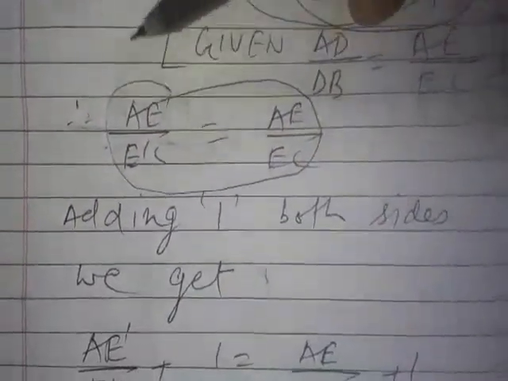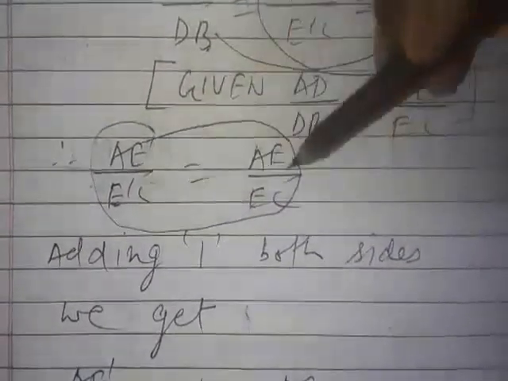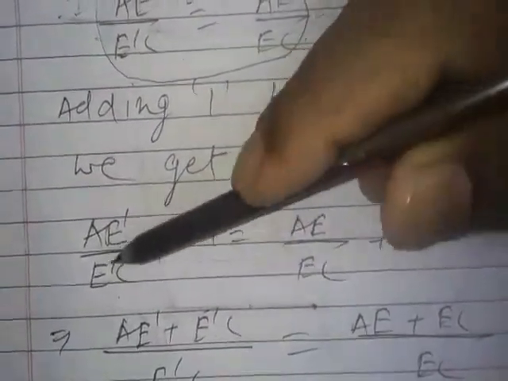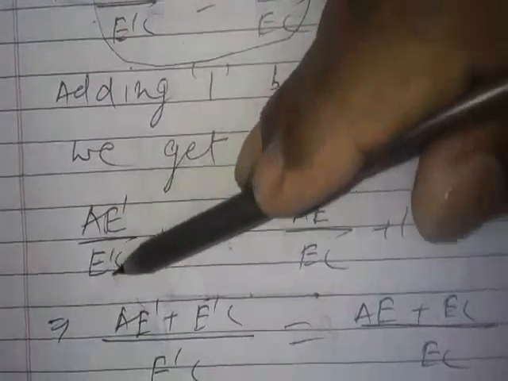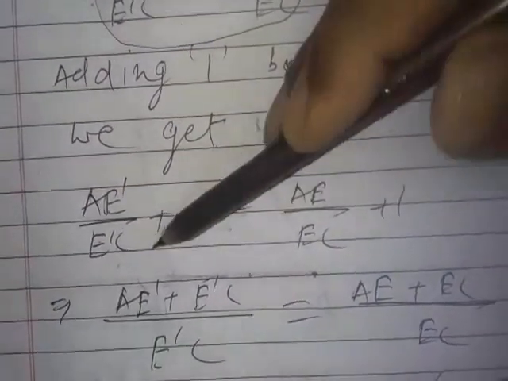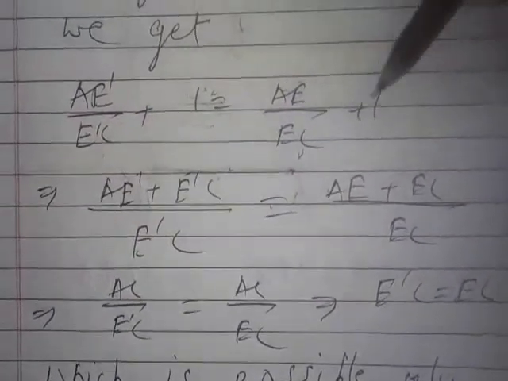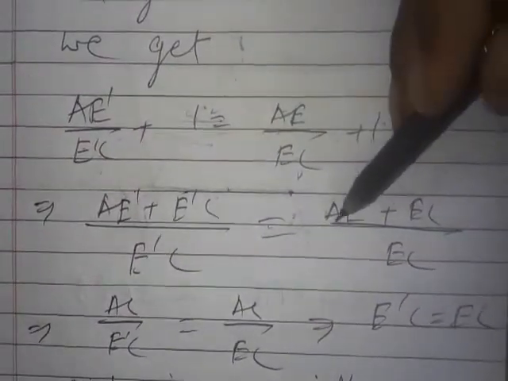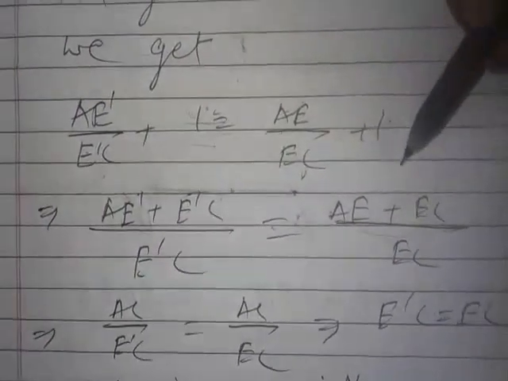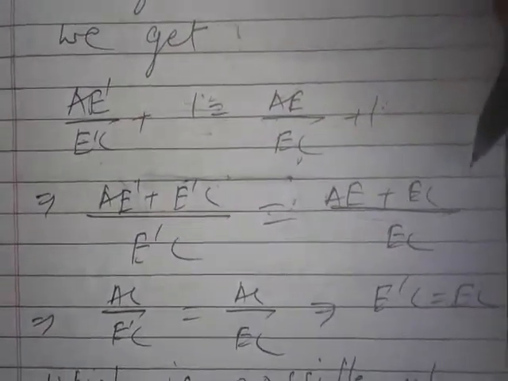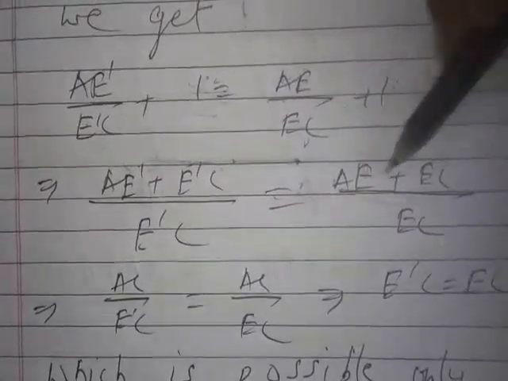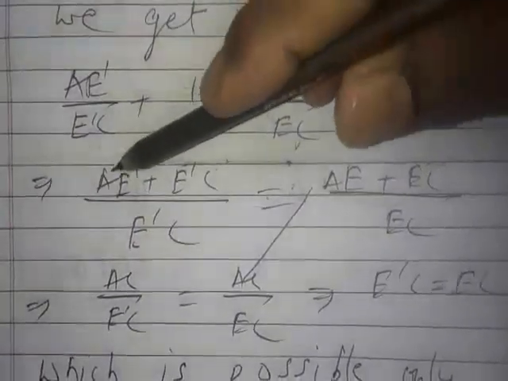Now, we will add 1 to both sides. We get AE dash plus E dash C divided by E dash C on one side, equal to AE by EC plus 1 on the other. When we take the LCM, we get EC as the denominator and AE plus EC in the numerator. When we add AE and EC, it becomes AC. And when we add AE dash and E dash C, it also becomes AC.